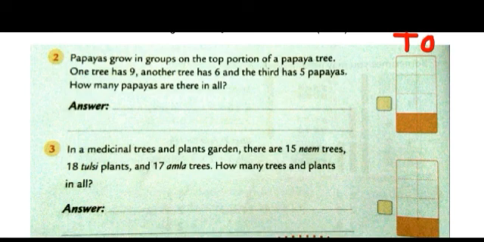And see, all the numbers are one digit number. So we will arrange all the numbers in ones column, okay? Okay, so let's arrange them first and then we will add. Because they are asking total how many papayas are there. That means we need to add. Okay, so the first tree has 9 papayas. So we will write 9. Second tree has 6 papayas. So we will write 6 just below 9. And the third tree has 5 papayas. So we will write 5 just below 6.